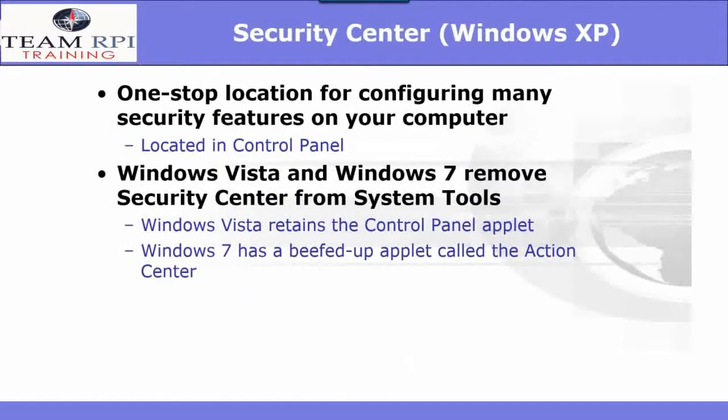In Windows XP, you'll find the Security Center. It's a one-stop location for configuring many of the security features on your computer. Windows Vista and Windows 7 remove the Security Center from the system tools, and it's been replaced by a beefed up applet called the Action Center.